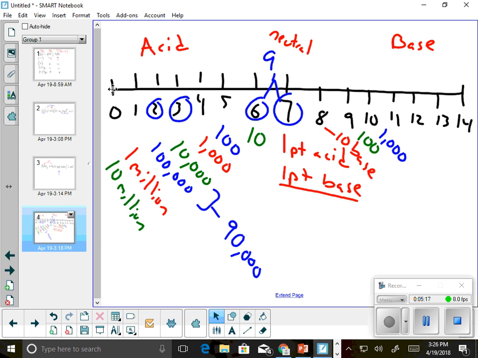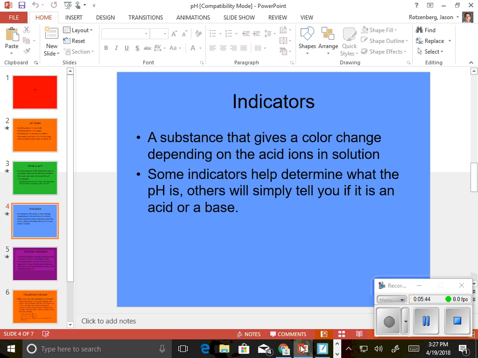The further away you get from 7, the more acidic you become if you go lower on the scale, or the more basic you become the higher you go on that scale. 7 is neutral, where the amount of acid and the base balance each other out. But if you have more acid than base, you're going to be here. If you have more base than acid, you're going to be over here. And that power of 10 scale is how the pH scale was derived.